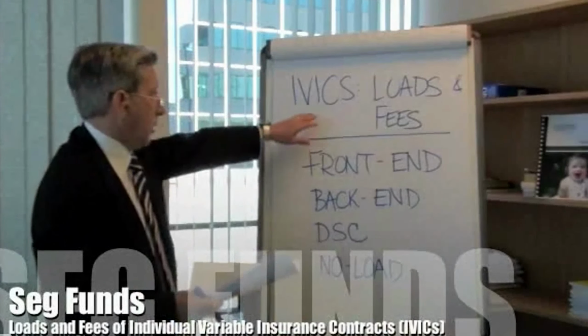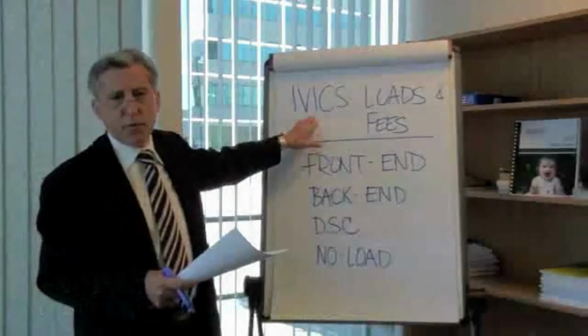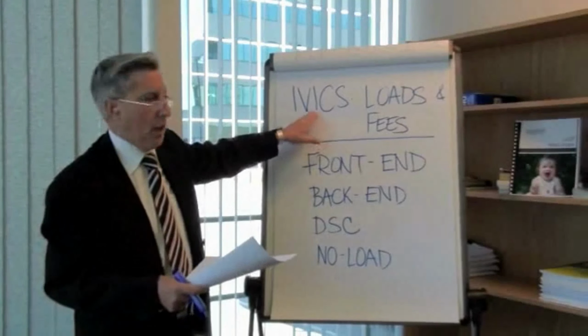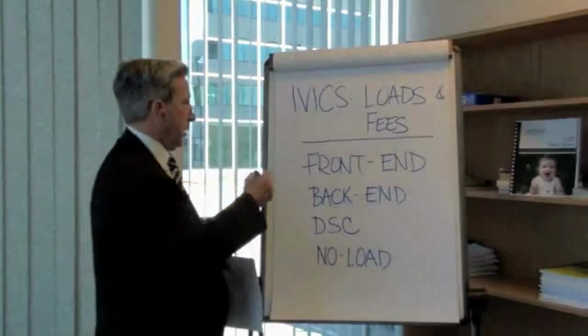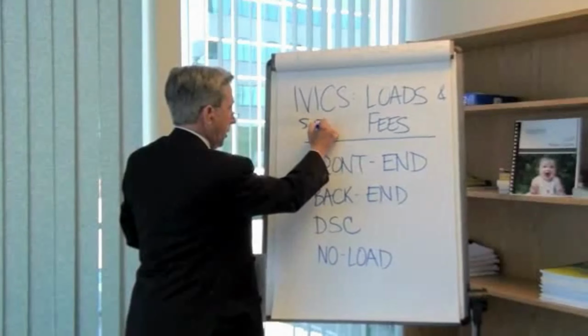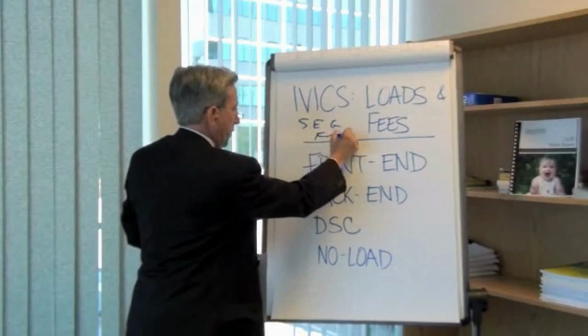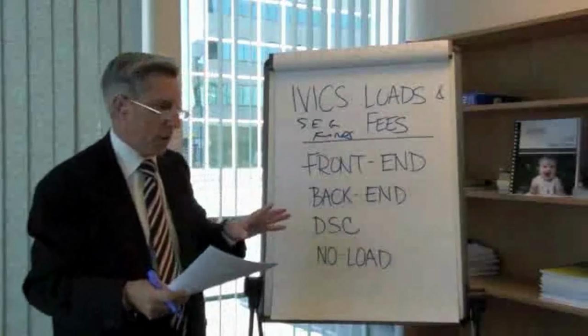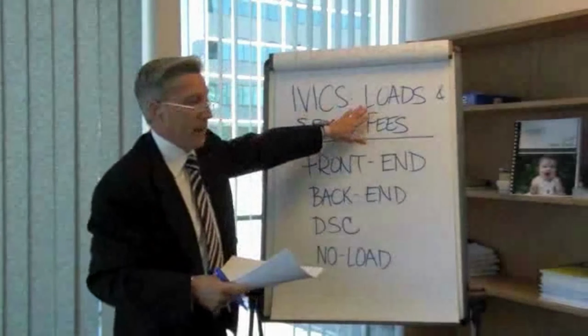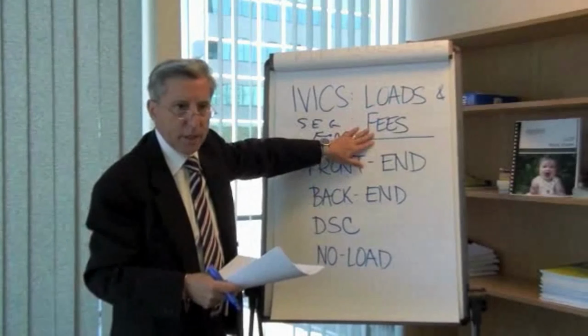This lecture will be focusing on IVICs. IVICs are individual variable insurance contracts. And another name for individual variable insurance contracts you probably see in your book is what they call seg funds, or segregated funds. Now, this particular lesson will only focus on one aspect of segregated funds. That's the difference between a load and a fee.